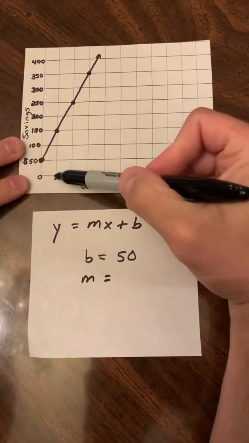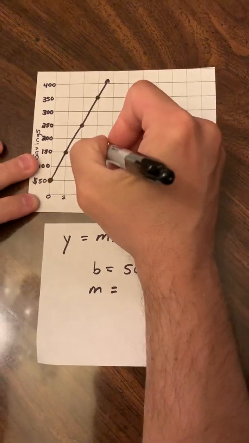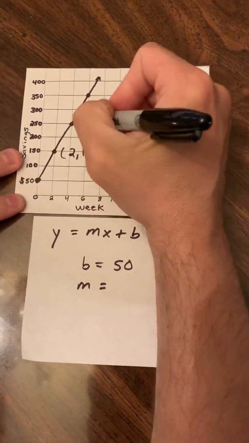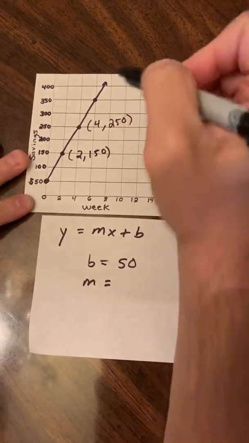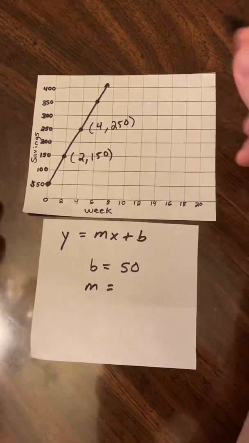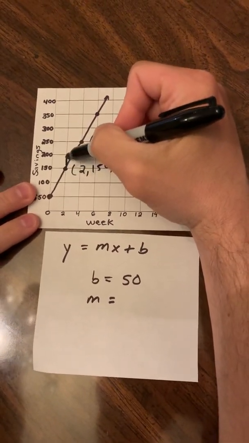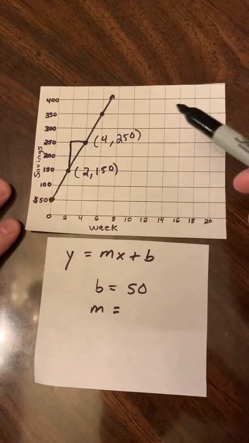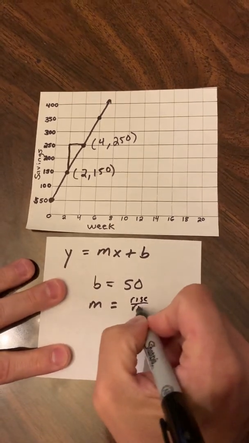And our rate of change, that's our slope, m, is how much it's changing over time. So we could see at week 2, this person had saved $150. At week 4, this person had saved $250, okay? So a quick way of doing this here on the graph is to see our rise and our run, okay? That's one way of calculating slope. Slope is our rise divided by our run, okay?